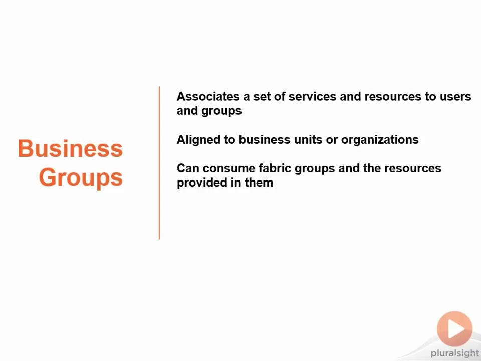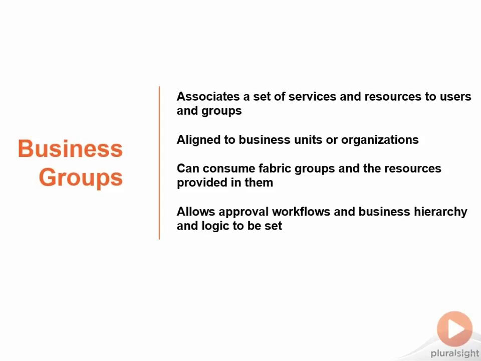So as we said before, business groups essentially can consume resources from fabric groups and the underlying groups within those. So when I click on a blueprint item, it first looks to my business group and says, okay, which fabric groups, which compute groups are associated to that business group, and then it passes that request down and does the provisioning based on what pools or groups of resources are available.